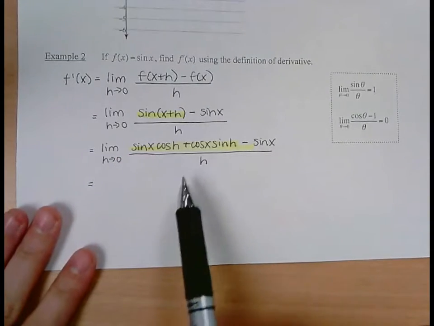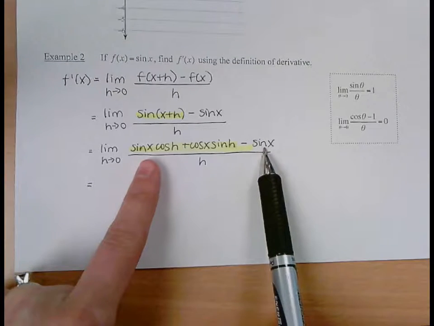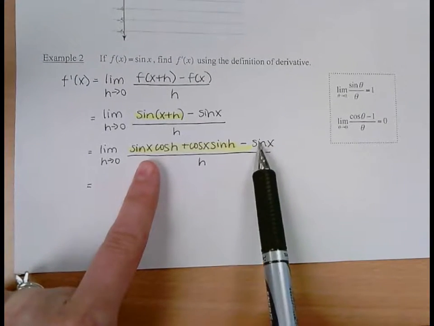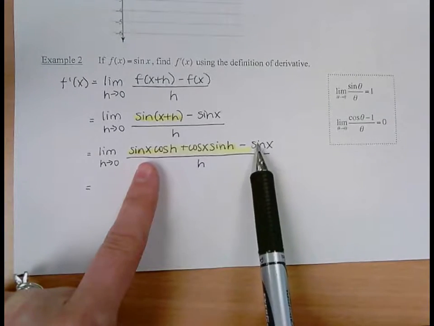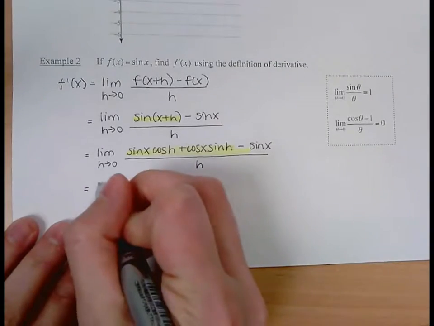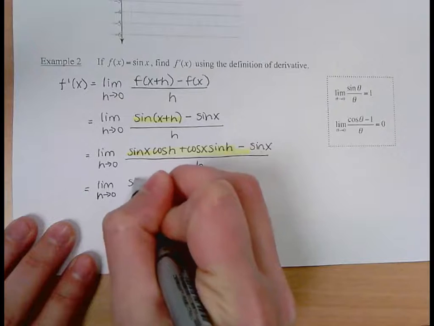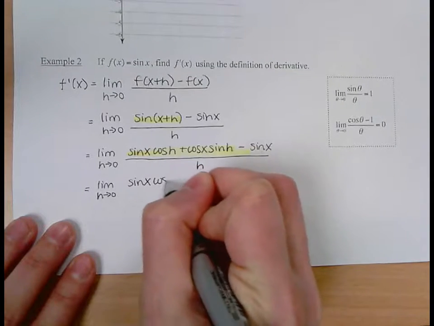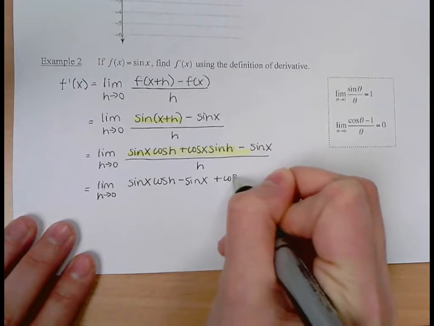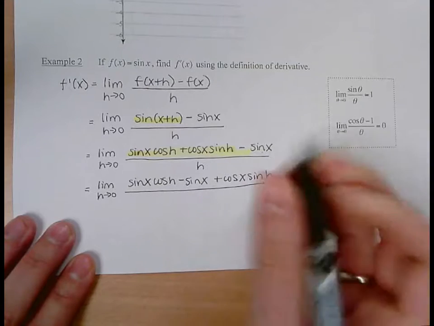Notice you have 3 terms in the numerator and 2 of them have sine of x. One of them does not. So I want to pair those together. So I'm going to move the minus sine of x here. I'm just going to rearrange the top. So I have the limit as h approaches 0 of sine of x cosine of h minus sine of x, and then plus cosine of x sine of h. So just rearranging.